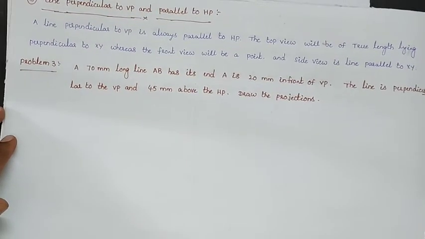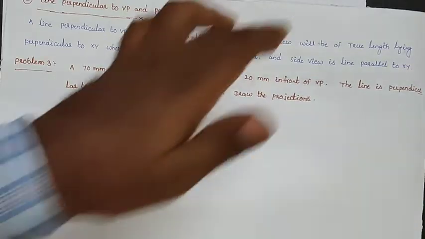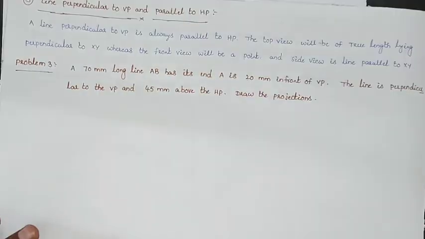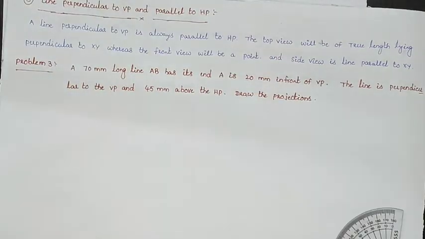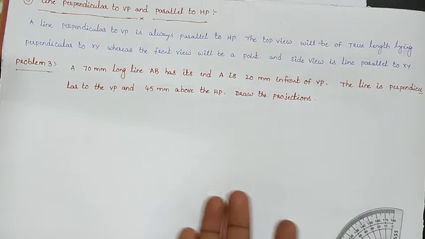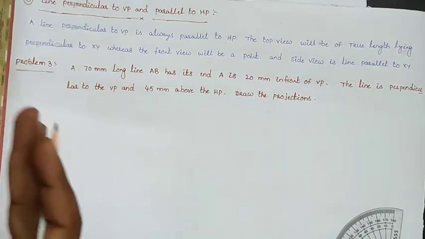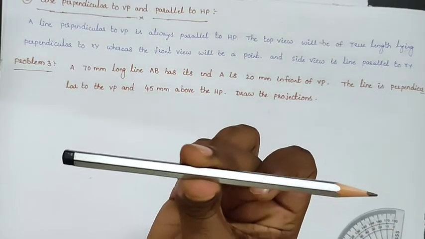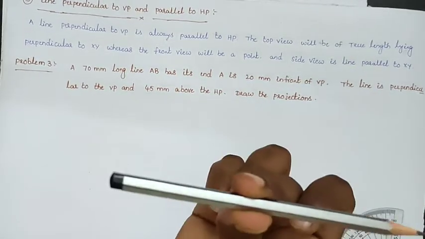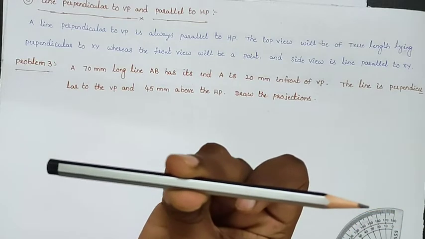Line perpendicular to VP and parallel to the HP. When a line is perpendicular to the VP and parallel to the HP, we can see the position. I am taking this as the ground, this one as the horizontal plane, and this one as the vertical plane. Line perpendicular to VP means this is the direction of the line, perpendicular to this vertical plane. So this is the direction.